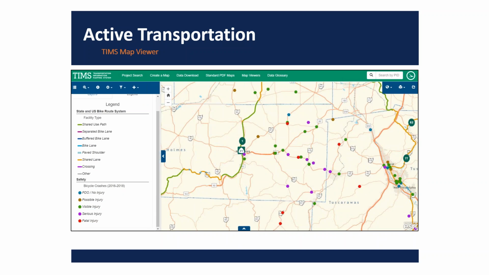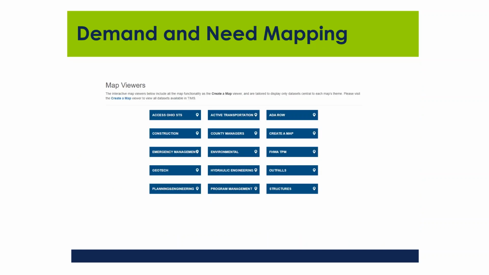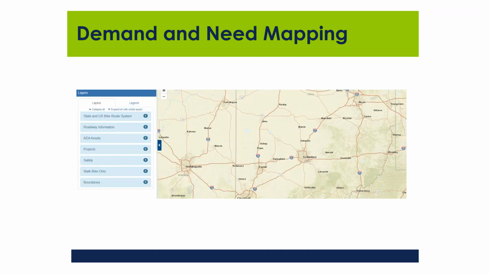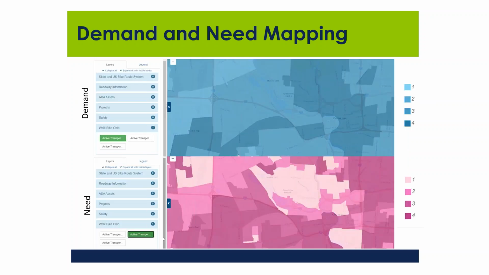My favorite tool to look at here when we're either reviewing projects or just looking for projects to spot ourselves is the demand and need mapping through this active transportation layer again. In the Walk Bike Ohio category, which Walk Bike Ohio is an initiative out of our statewide planning research group, where they did most of this analysis and got this map to where it is today.